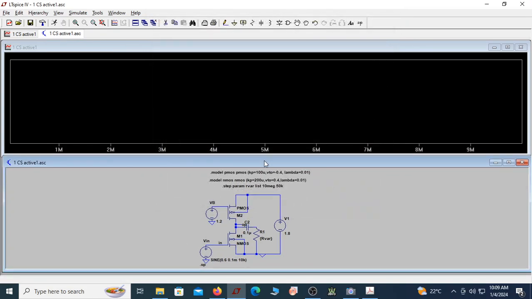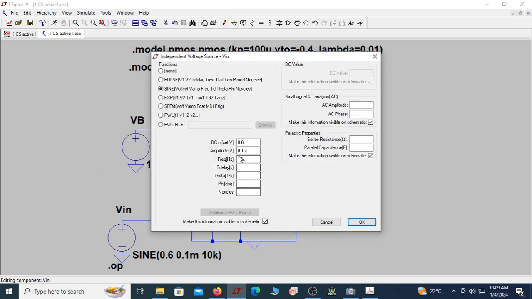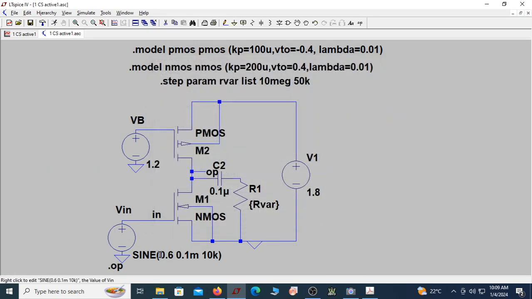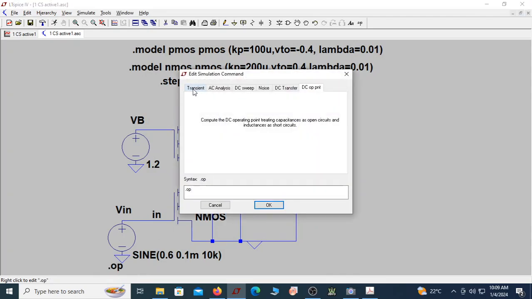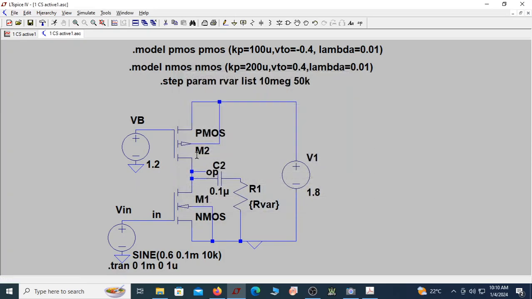Now that we have verified both are in saturation, let us apply the input voltage. Of course we already applied it. Let us see the input voltage and output voltage. For that I have to do the transient response. Since the frequency is 10 kilohertz, let me see around 10 cycles. To see 10 cycles, let the time be 1 millisecond, starting from 0 in time steps of 1 microsecond. This will guarantee me 10 cycles of input and output.